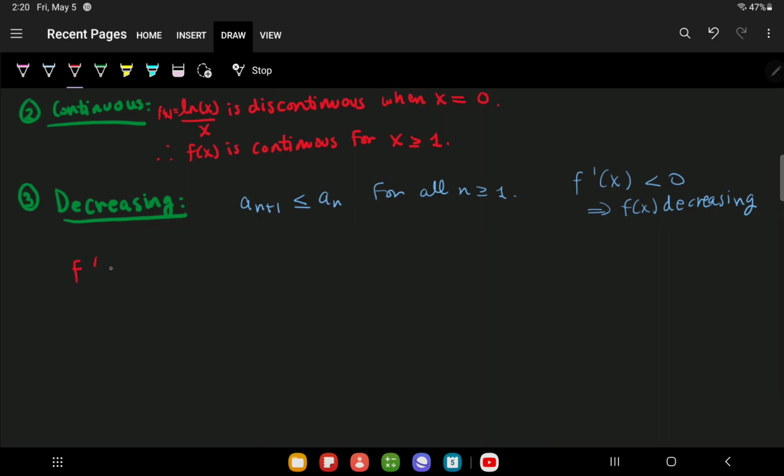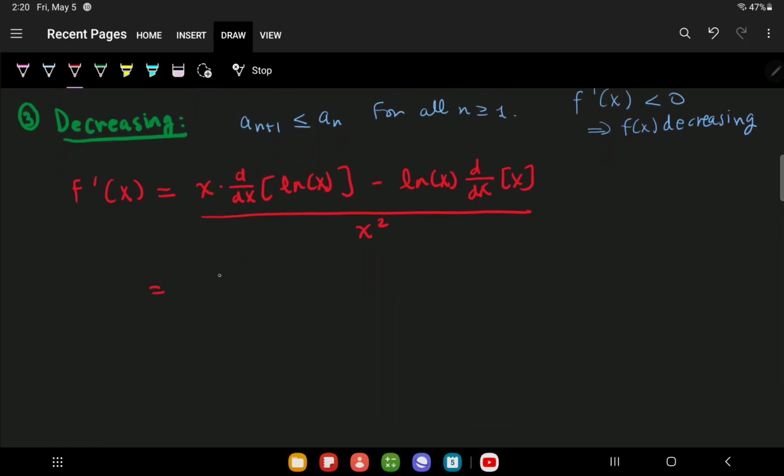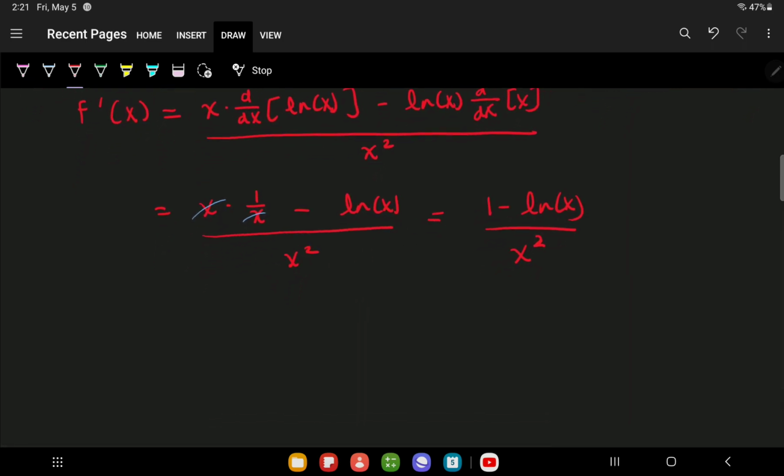Now this is a quotient, so we use the quotient rule: low, derivative of high, minus high, derivative of low, over the bottom squared. The derivative of ln is just 1 over x, and the derivative of x is just 1. Note x times 1 over x is just 1. So we have 1 minus natural log of x over x squared. That's our derivative.